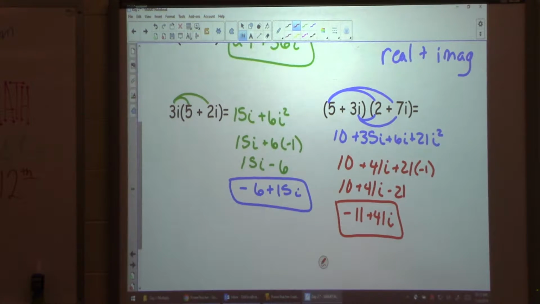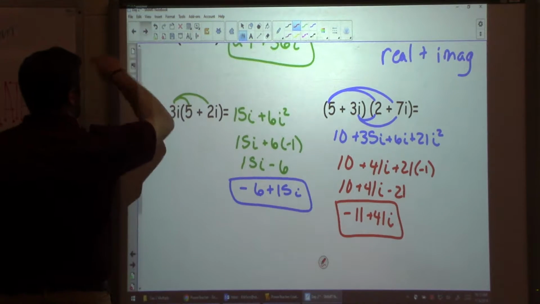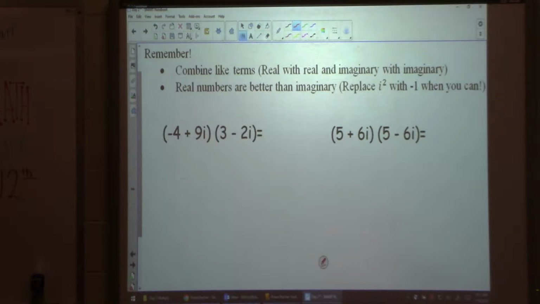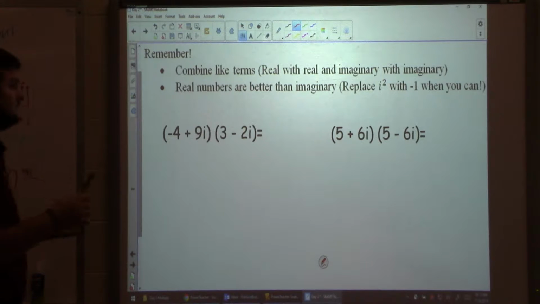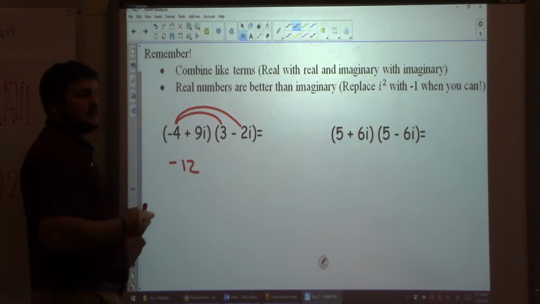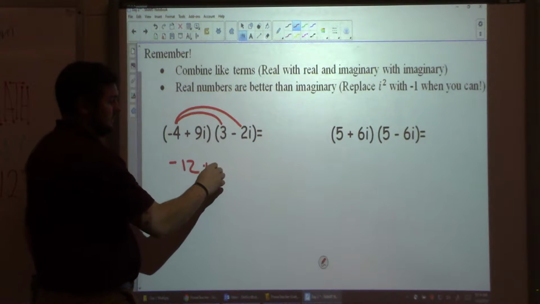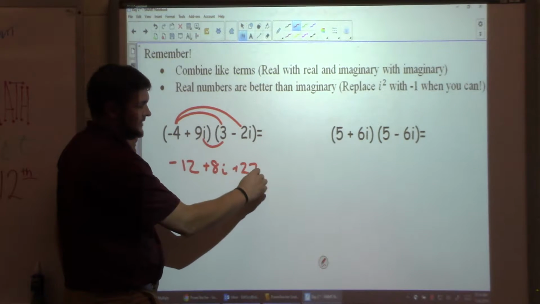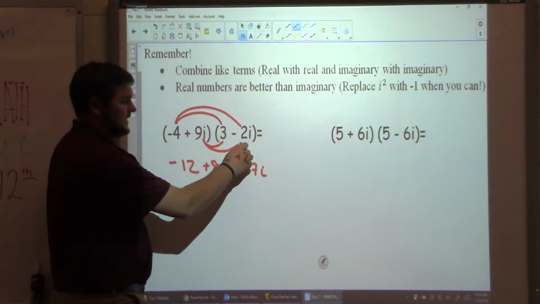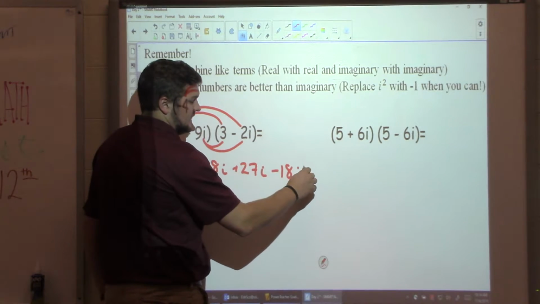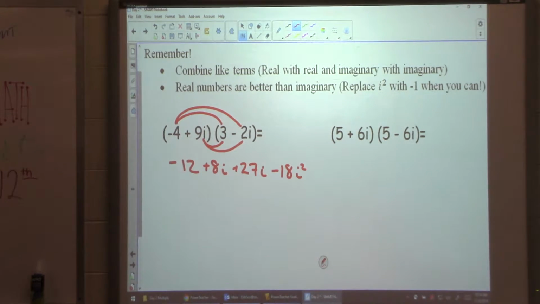No? Okay, let's try 2 more. Same thing. -4 plus 9i times 3 minus 2i. Still got to foil. Right? -4 times 3 will give me -12. -4 times -2i will give me plus 8i. 9i times 3 will give me plus 27i. And 9i times -2i will give me -18i squared.